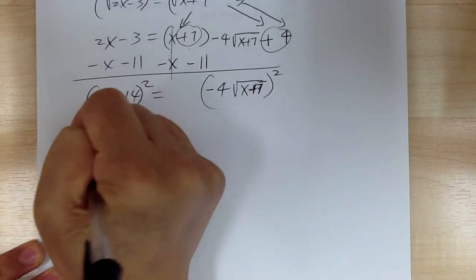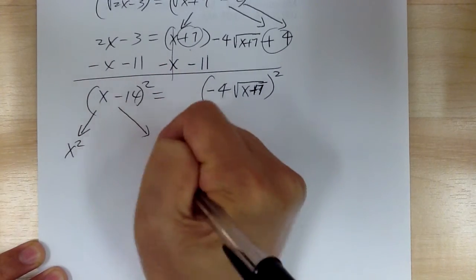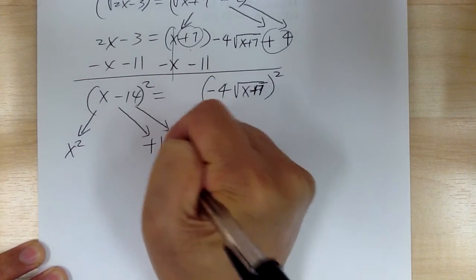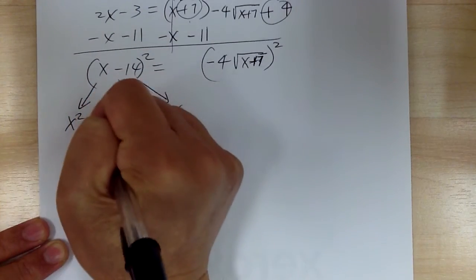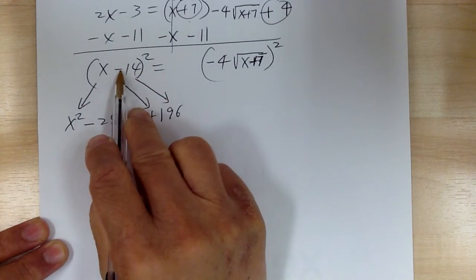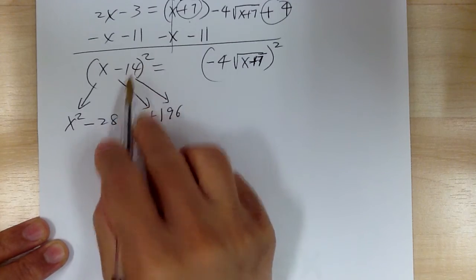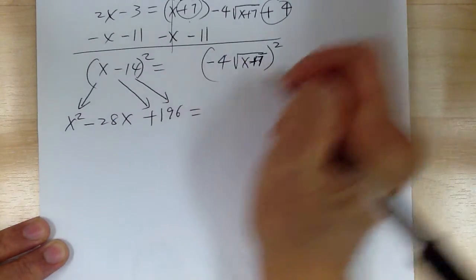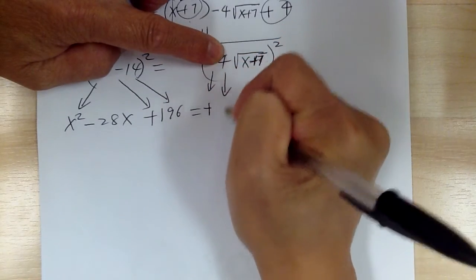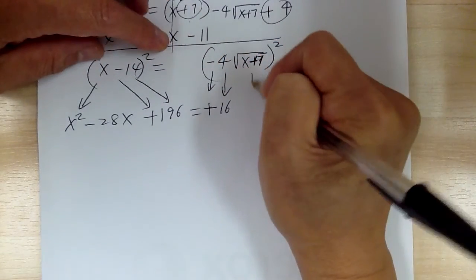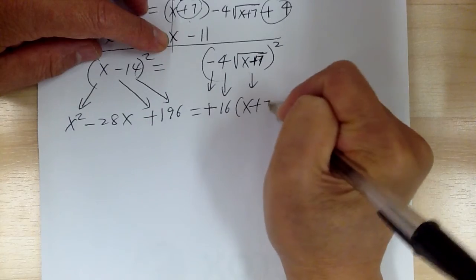Okay, so again, this square will give me x squared. This will give me a plus. This will give me a 196. And the middle term would be minus 28x, right? Negative 2 times 14 is 28x, right? Now this one, I square that, I get plus. I square that, I get 16. I square this, I get x plus 7.